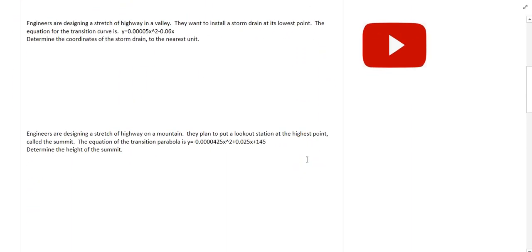It says engineers are designing a stretch of highway in a valley. They want to install a storm drain at its lowest point. We notice that this is another quadratic. It's got a squared, which means the lowest point is the vertex. So all it's asking you to do is find the vertex. We know the formula for vertex, negative b over 2a. So it would be 0.06 divided by 2 times 0.00005. Use your calculator, so I'll go off to my calculator.